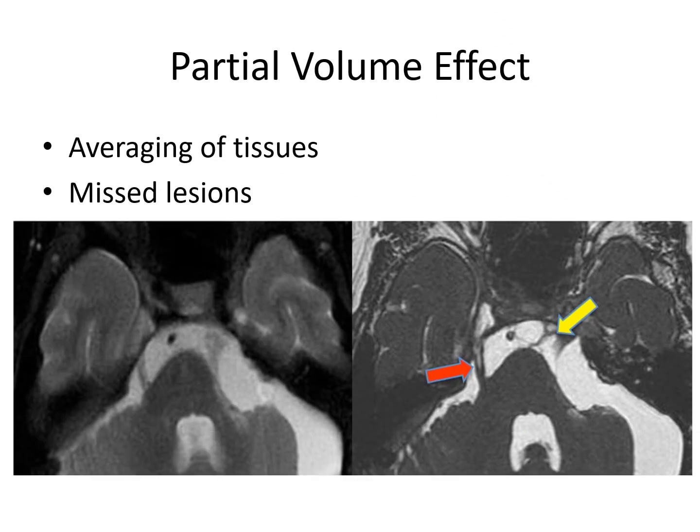Now next is the partial volume effect or averaging. This is caused by the averaging of tissue and can lead to a missed lesion. It occurs when multiple tissues occupy one voxel or very thick slices are taken, and it is corrected by taking thin slices, as we can see here.